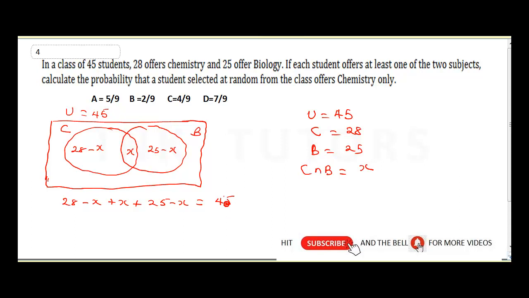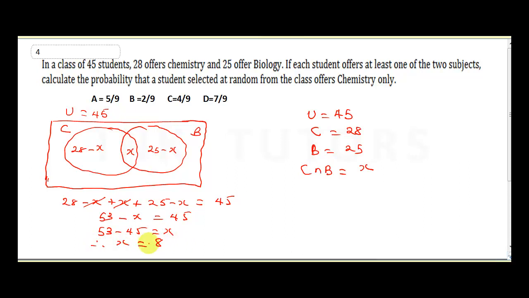So we are going to add 28 plus 25. Collecting our like terms, 28 plus 25 gives us 53. Now we have minus X minus X, which gives minus 2X, so 53 minus 2X is equal to 45. Collecting our like terms, 53 minus 45 is equal to 2X. Therefore, our X is going to be 8 when you do that. So we've been able to get the number of people who offer the two subjects, which is 8.